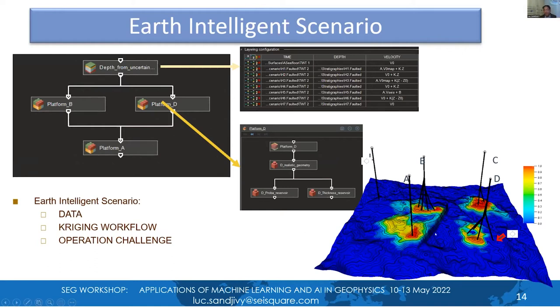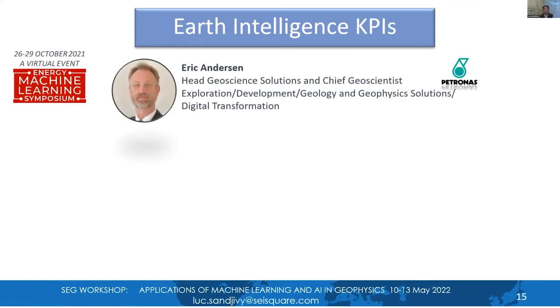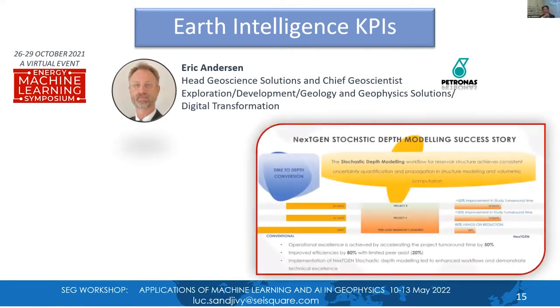In a run, you get all the closure probability maps and all the GRV. So just to summarize, the KPIs on Earth Intelligence were provided by Eric Andersen at the end of 2021. Eric is the head of Geoscience Solution and Digital Transformation in Petronas, and he reported a success story of AI in his next-gen program. Next-gen program in Petronas is for testing AI and new technology in the digital age.